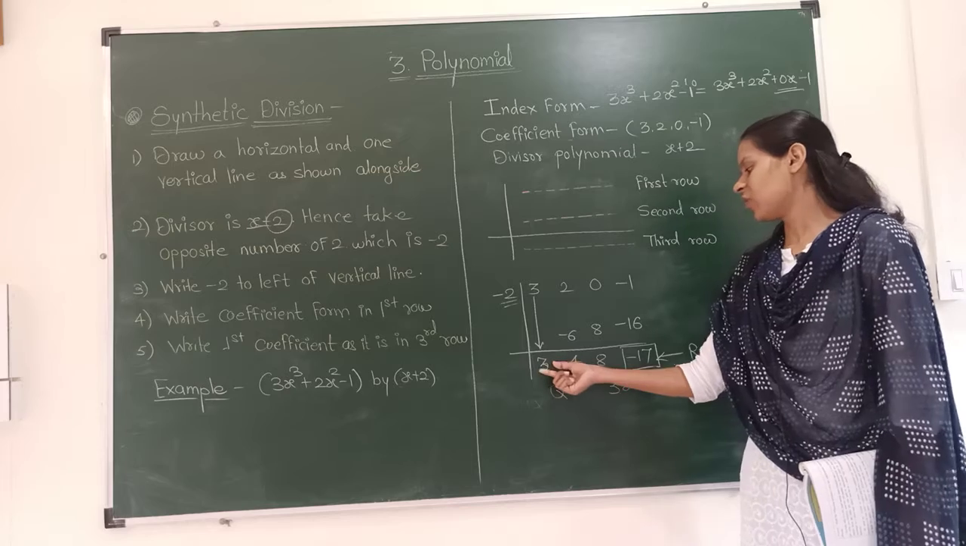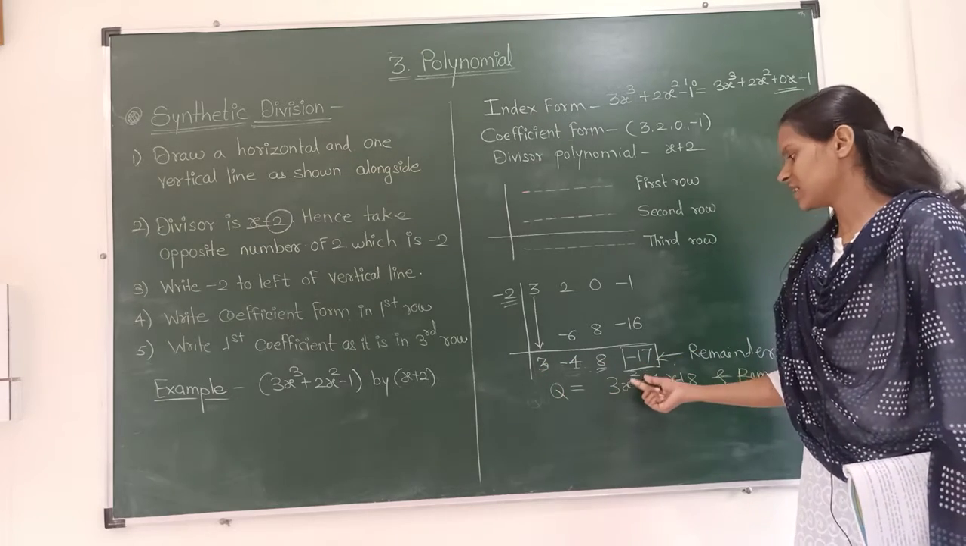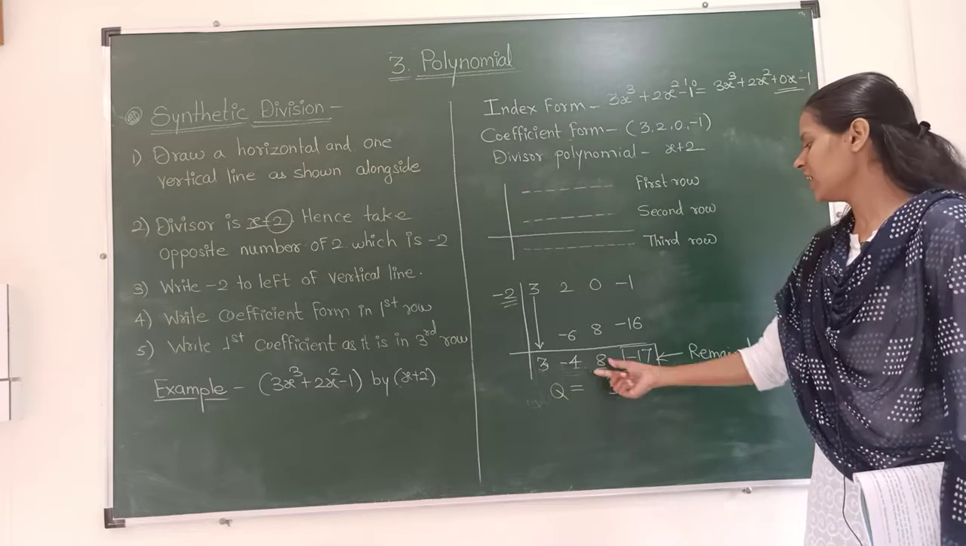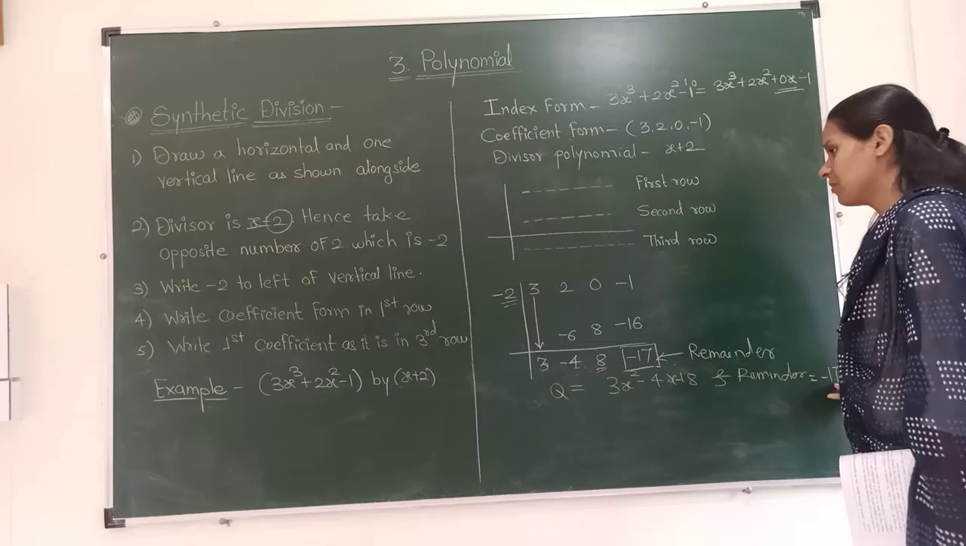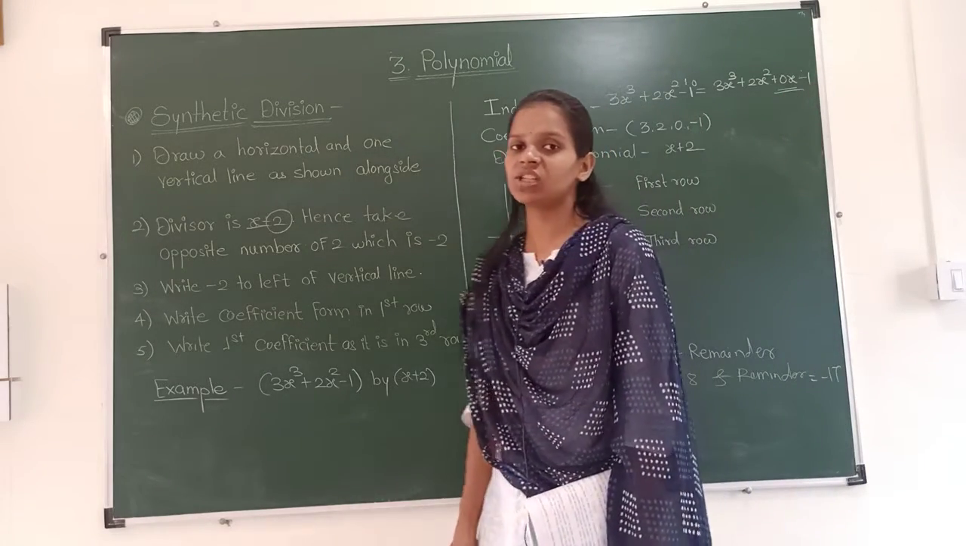Okay, so quotient is what? We have to write it in the index form. It is 3x raised to 2 minus 4x plus 8. Okay, this is the quotient and remainder is minus 17. This is the synthetic method of division.